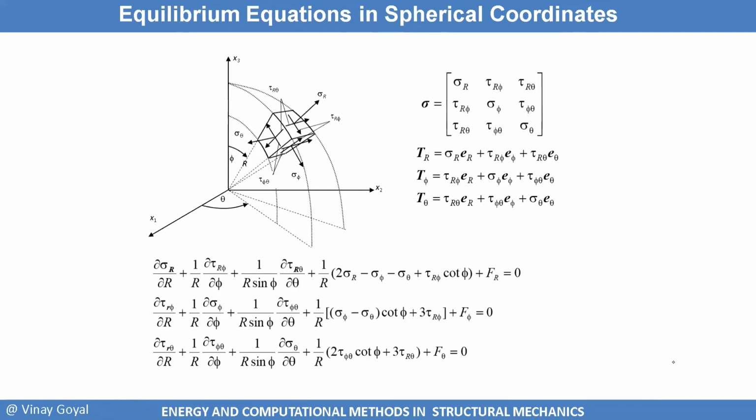Then I have the spherical coordinate system. In the spherical coordinate system, you have R as a radial component, but then you have two angles, phi and theta, that define the location you're looking at. Phi and theta correspond to the azimuth and the circumferential direction, while R is the radial direction. The equilibrium equations look a little more complex, but nothing to fear, because these come from straight transforming a regular Cartesian rectangular coordinate system to a spherical coordinate system.